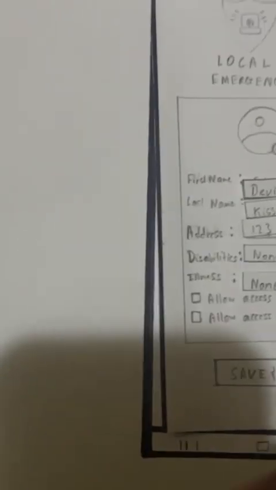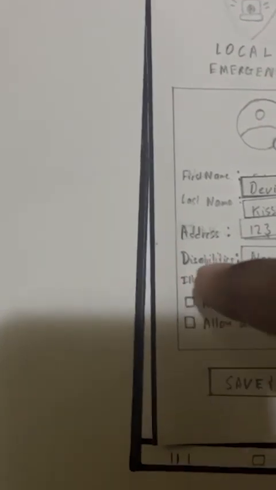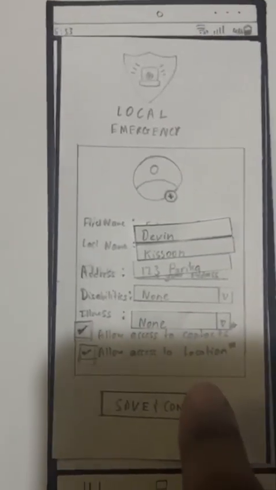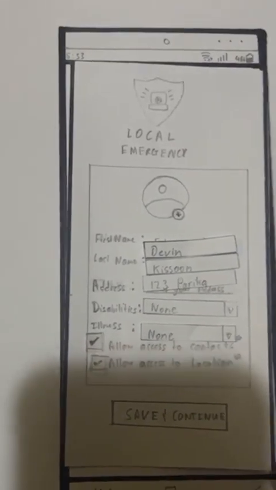I will allow access to contacts. I click on that, and a check mark will appear, and I'll click on allow access to location here, and it will show a check mark there. Then I click on save and continue.